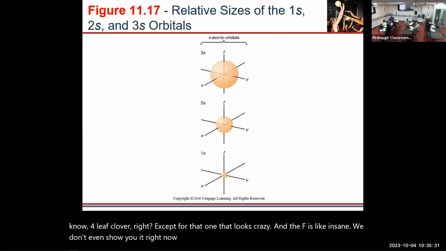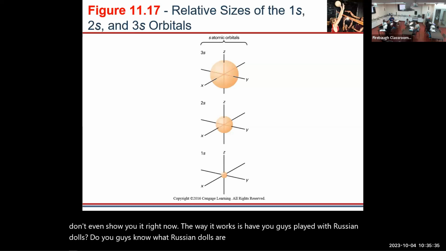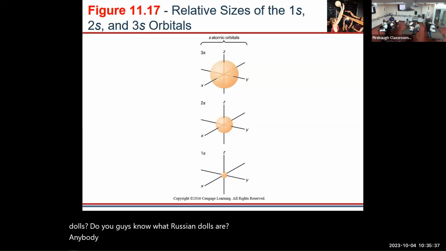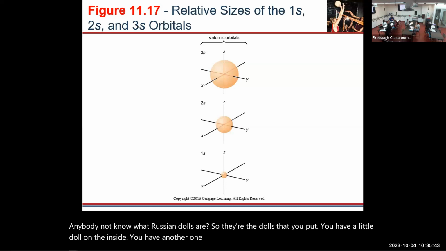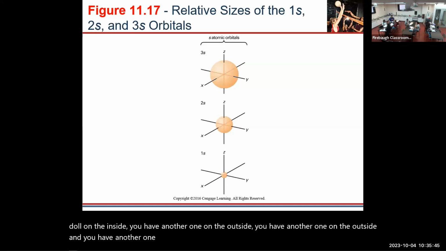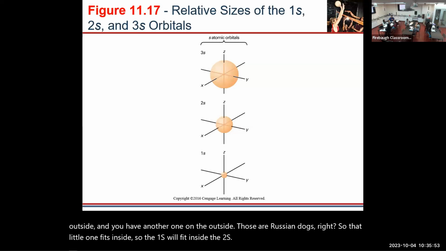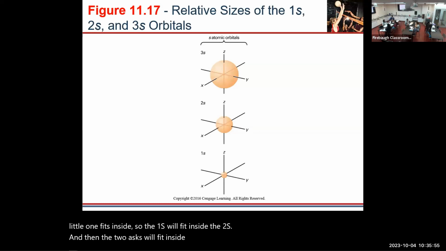Now, the way it works is, have you guys played with Russian dolls? Do you guys know what Russian dolls are? Anybody not know what Russian dolls are? So they're the dolls where you have a little doll on the inside, you have another one on the outside, you have another one on the outside. Those are Russian dolls, right? So that little one fits inside. So the 1s will fit inside the 2s. And then the 2s will fit inside the 3s. And that's the same thing with the p orbitals as well, too.